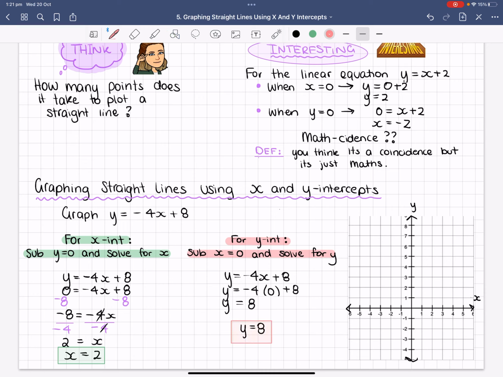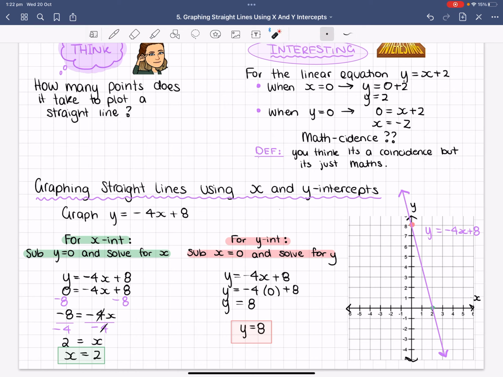So we can plot that over on our Cartesian plane. We know that it's going to cut through our y-axis at 8, and we also know it's going to cut through our x-axis at 2, and now you've literally got 2 points that you can just join using a straight line. There we go. How good's that? Label our line, y equals negative 4x plus 8, and there you go.